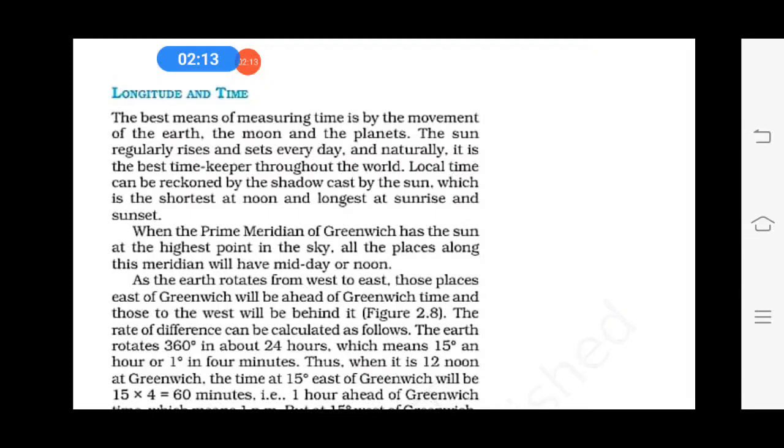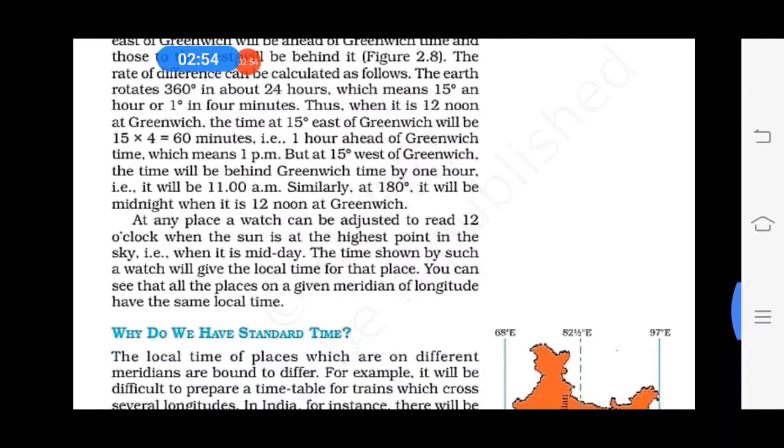Time is the same in all places which fall in the same longitude. As the earth rotates from west to east, the countries in the east get sunrise earlier than western countries. That's why Japan is called the land of the rising sun. Those places east of Greenwich will be ahead of Greenwich time, and those to the west will be behind Greenwich time. The earth takes 24 hours to complete one round of an angle of 360 degrees.